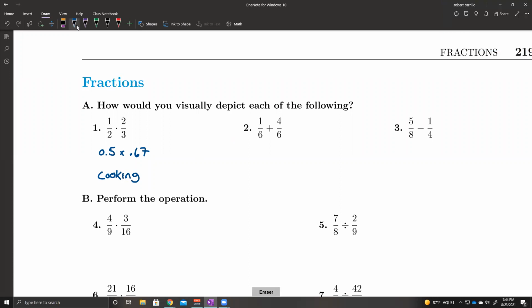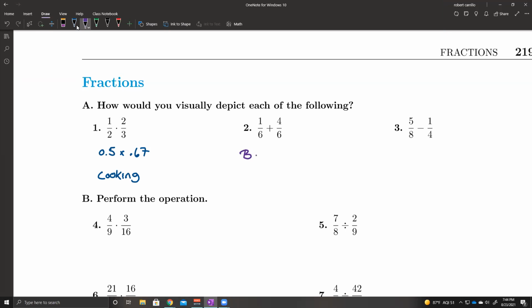All right, cool. So number 2, 1/6 plus 4/6. What else do you guys think? It'll be 5/6, but again, we don't want to know the answer. We just want to know, where in the real world would you see something like this? Maybe buying something at the store, or slicing a pie, some pizza. I guess we're back to cooking.